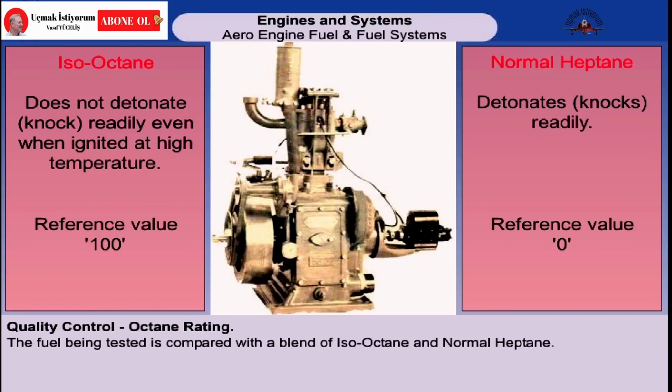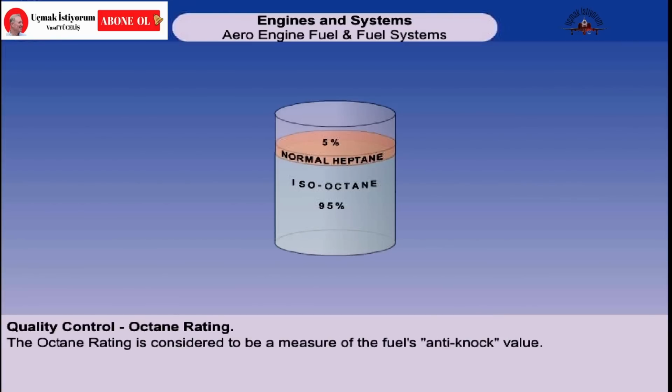The particular fuel that we are interested in is compared with a blend of the two reference fuels. This is done by first running our fuel in the special test engine and then trying to produce the same degree of detonation in the engine while using a blend of the two reference fuels. If the blend of the two reference fuels which gives the same detonation characteristics is, say, 95% iso-octane and 5% normal heptane, then our fuel under test would be given an octane rating of 95.